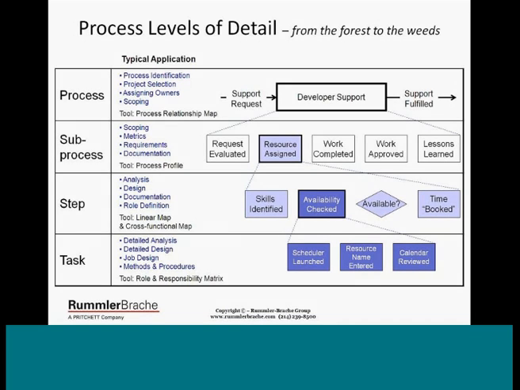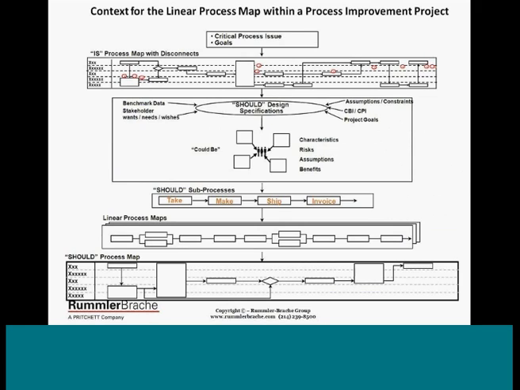And these levels become important as we explore the different types of maps. So if we're in a process improvement project or a process redesign project, the idea is that you start with some sort of performance issue with the process, what we call critical process issue, and some goals for the process. Usually there are critical dimensions such as volume, time, cost, and quality, or a combination of those that are at issue. Then you do a cross-functional process map.